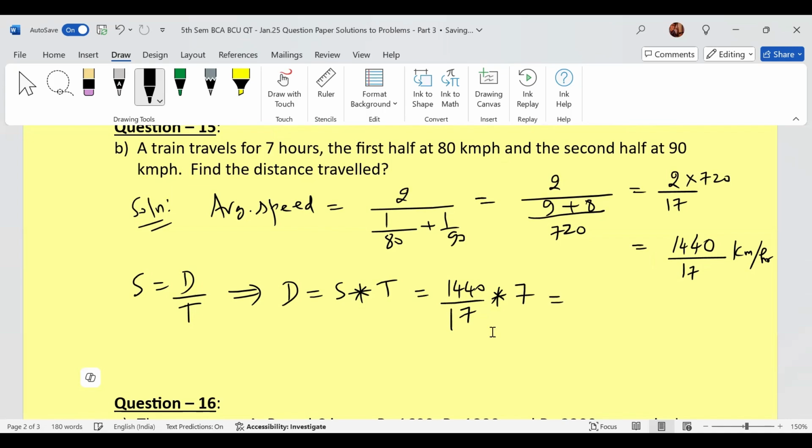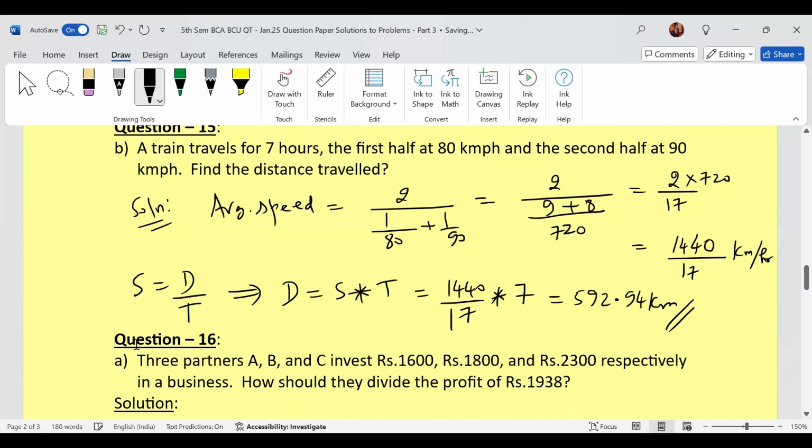Now let us calculate this. How much do we get? 1440 into 7 divided by 17. We get 592.94. 592.94 kilometers. That is the distance traveled.